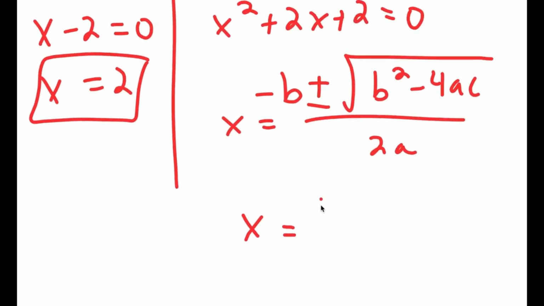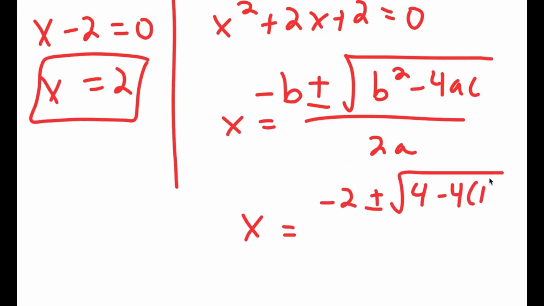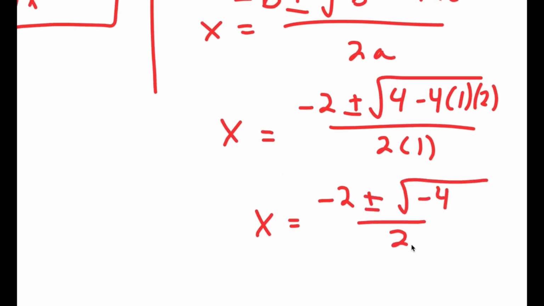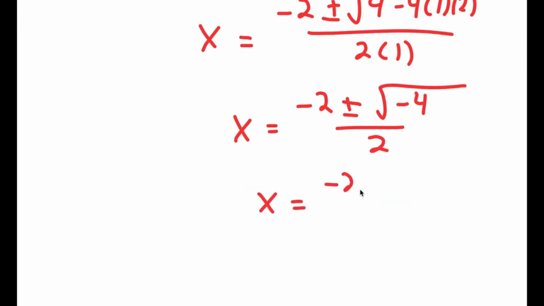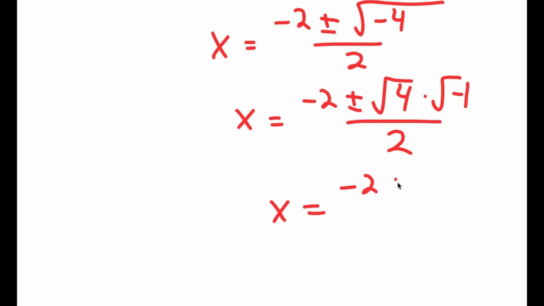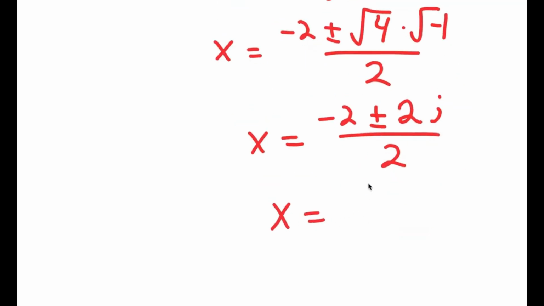So I get x is equal to -2 plus or minus the square root of 2 squared, which is 4, minus 4 times a, which is 1, times c, which is 2, all over 2a, so 2 times 1. And now this is equal to -2 plus or minus the square root of 4 minus 8, which is -4, over 2, which is equal to -2 plus or minus the square root of 4 times -1 over 2, which is equal to -2 plus or minus 2i over 2. The square root of -1 is the same thing as i, which gives -1 plus or minus i.